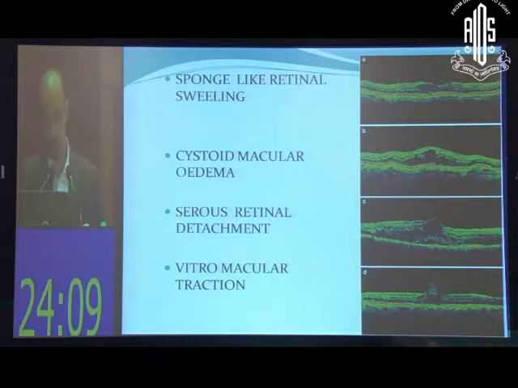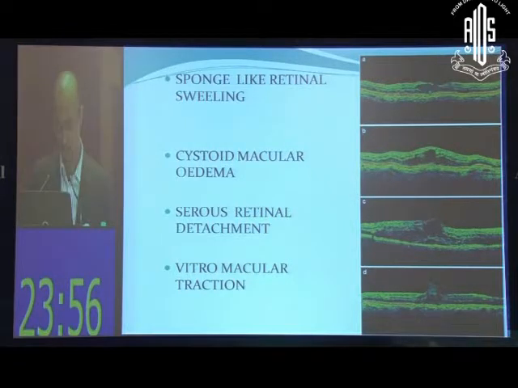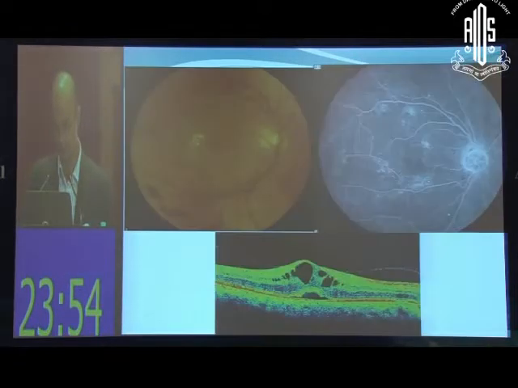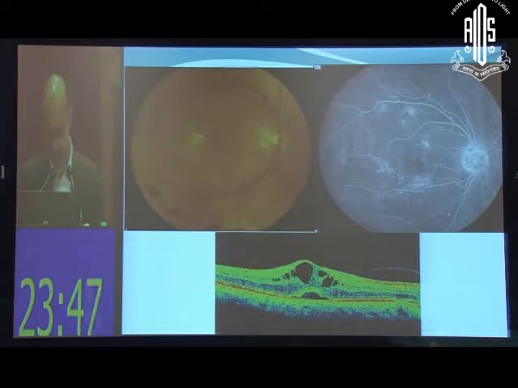There are different types of macular edemas, especially in diabetic patients. A spongy type of macular edema, the one you can see on the top. Then you have a cystoid macular edema. Then we have an associated serous retinal detachment, and there can also be vitreomacular traction. Again, another example of cystoid macular edema and a serous detachment.